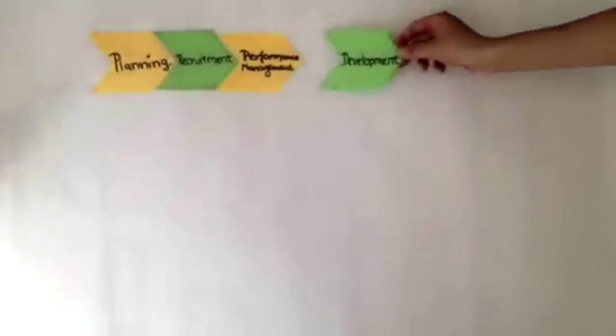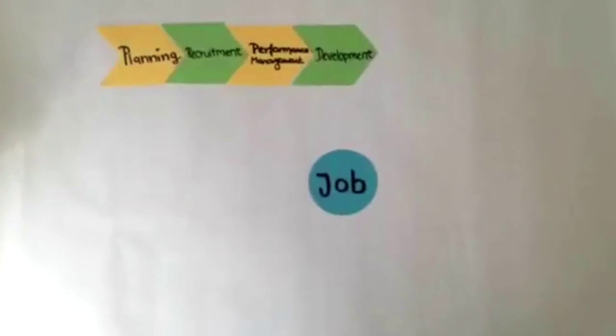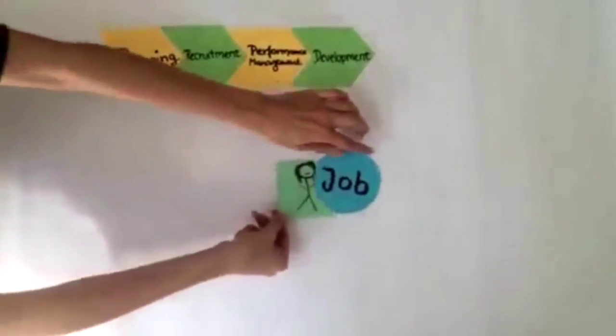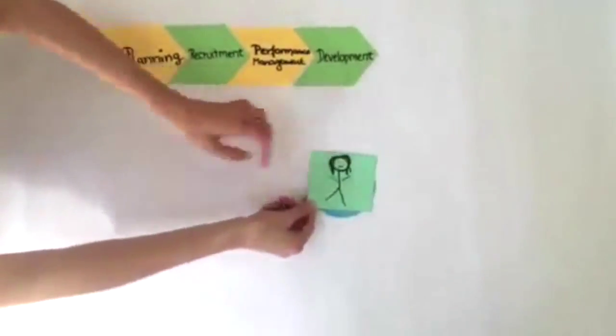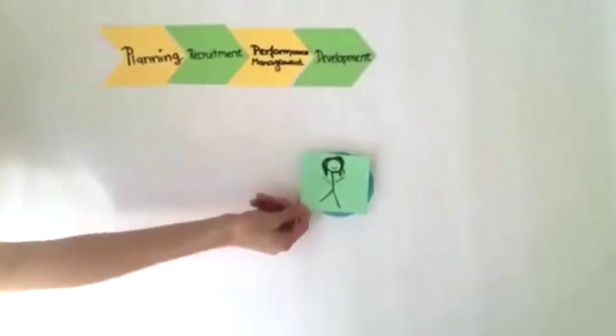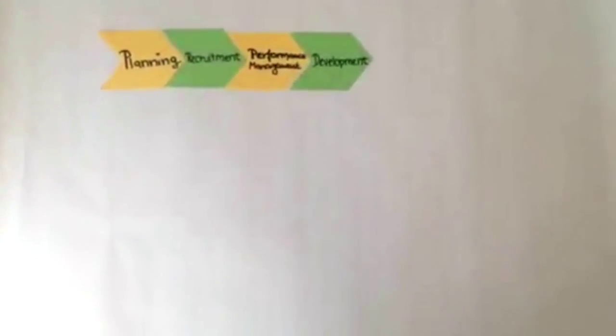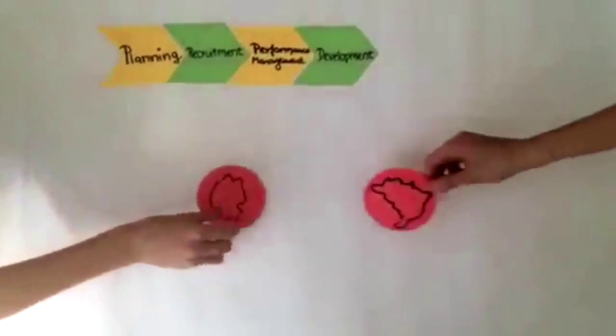As a fourth step, the development of employees has to be focused on. Overall, there are 6 types of development methods available: into the job, on the job, near the job, along the job, off the job, and out of the job. Expatriation can be part of an employee's development plan.